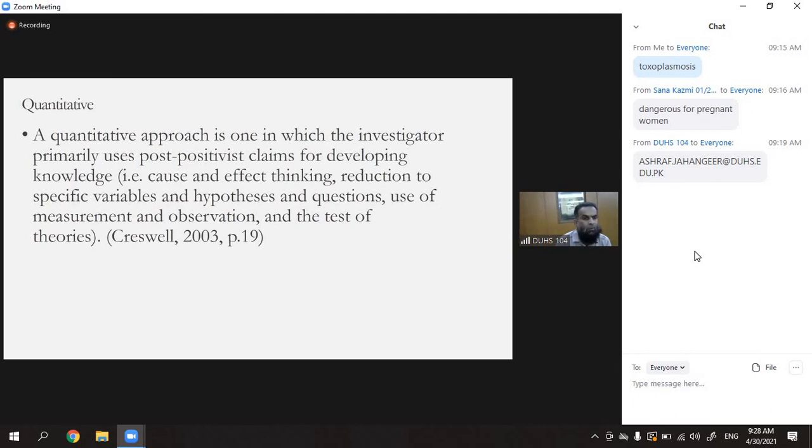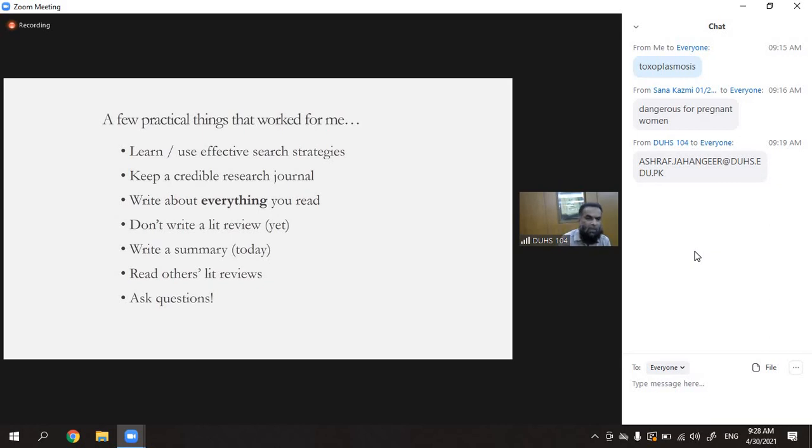So on this slide, the important message is you must do the literature search, read the literature, and always write a summary that comes into your mind after reading a research article.